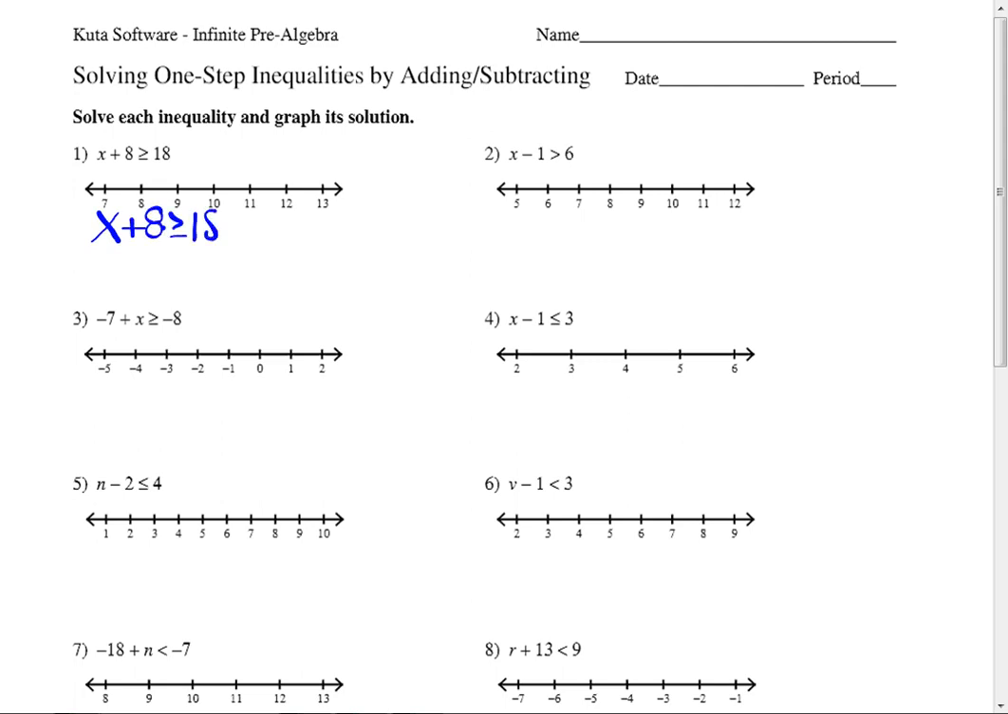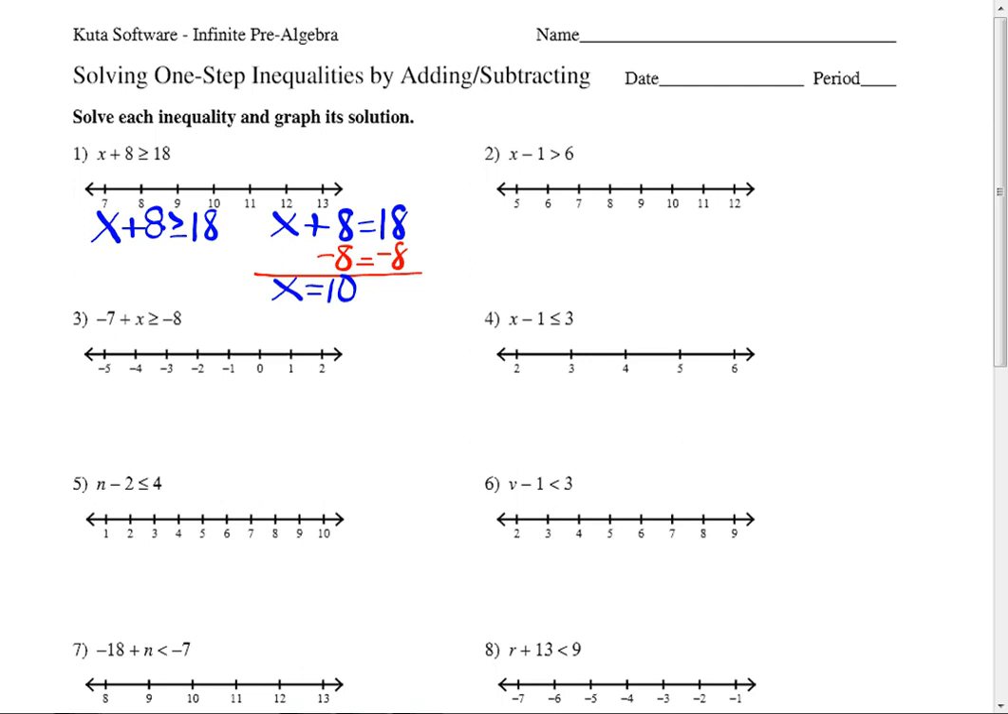Now, when you do inequalities, you have to think about what that symbol means. Well, we're going to pretend it's x plus 8 equals 18. How would you solve that? Subtract 8 from both sides. That's right. And so, what's the answer? This gives us the boundary point between the true and the false. X equals what? 10.